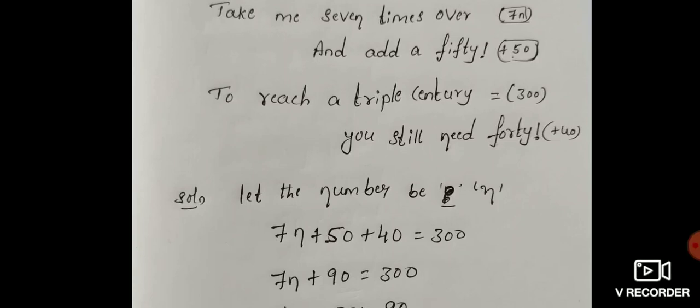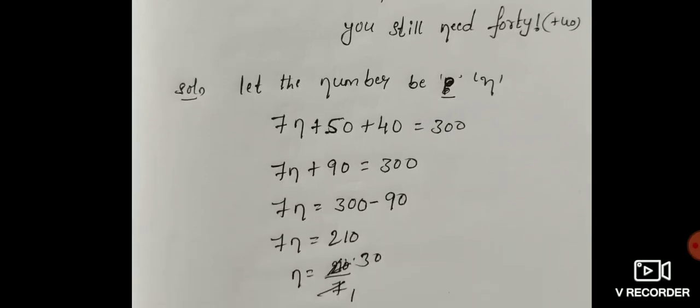By using it, I will write like this. Let the number be n. A number was asked, so I have given n. So how many times of n is given? Take me 7 times over, I have taken 7 times n. For this one, what do we have to do? We have to add 50. So did I add 50? Yes. Then still need 40 to reach triple century. To reach triple century, how much is still needed? 40 is needed. If we add 40, that becomes triple century, meaning 300.